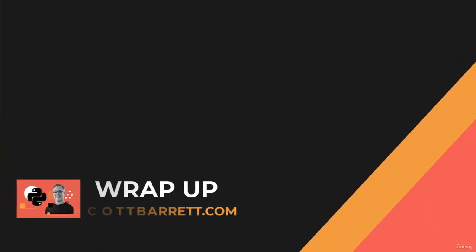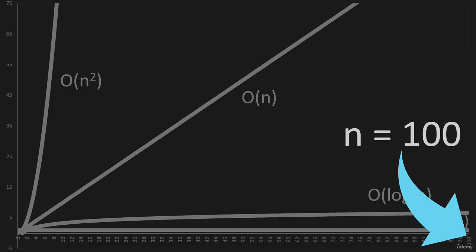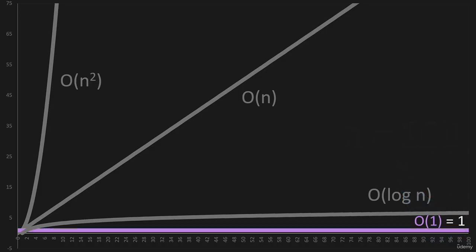So now let's wrap up big O. I'm going to bring up our graph here and say n is 100. Let's look at what each of these four are when n is 100. We start on the bottom there with O of 1, and that's going to equal 1. O of log n is going to be approximately 7. O of n is going to be 100 because n is 100. And O of n squared is 10,000.